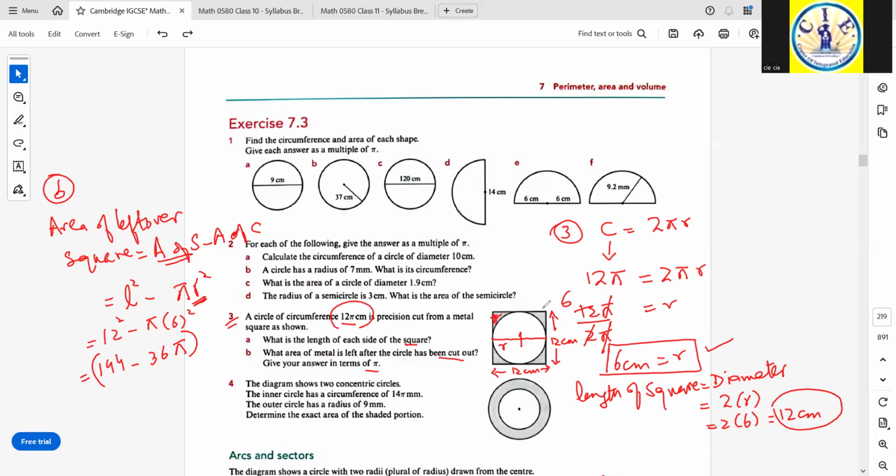This means this one, this one, this one, and this one. This area is going to be this much centimeter squares: 144 minus 36 pi. Since we had to give the answer in terms of pi, this is going to be the answer, the required leftover area in the form of pi as a whole expression. So that completes question number 3.